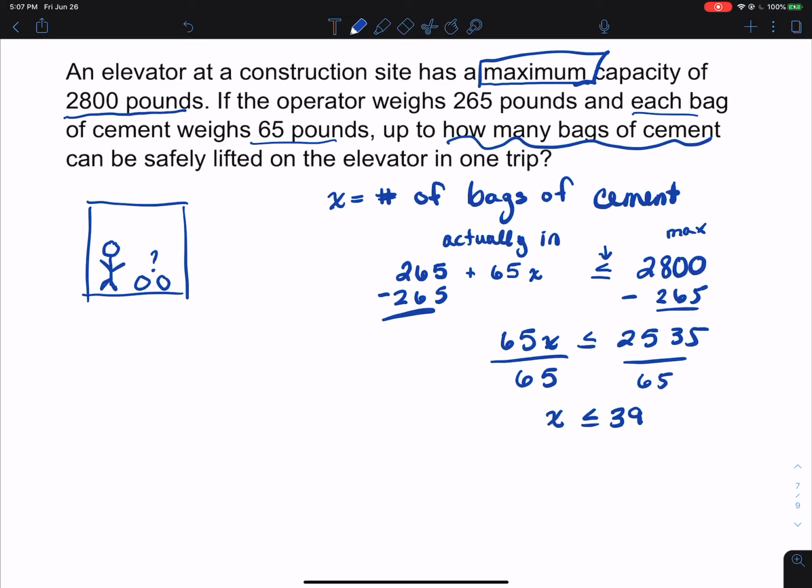But we know in the real world, if somebody said, hey, how many bags of cement can I put in this elevator? And you said x is less than or equal to 39, they'd look at you like you were crazy. So we want to put this back in the context of the situation. They said up to how many bags of cement can be safely lifted on the elevator. So I would say up to 39 bags of cement as my final answer.